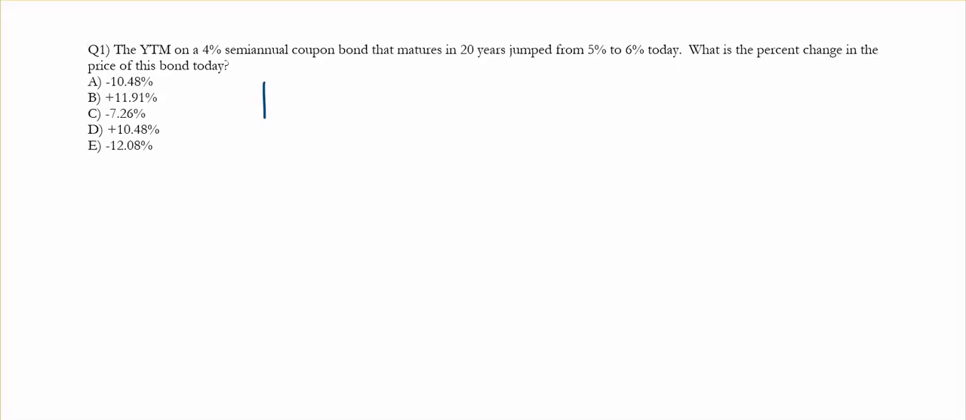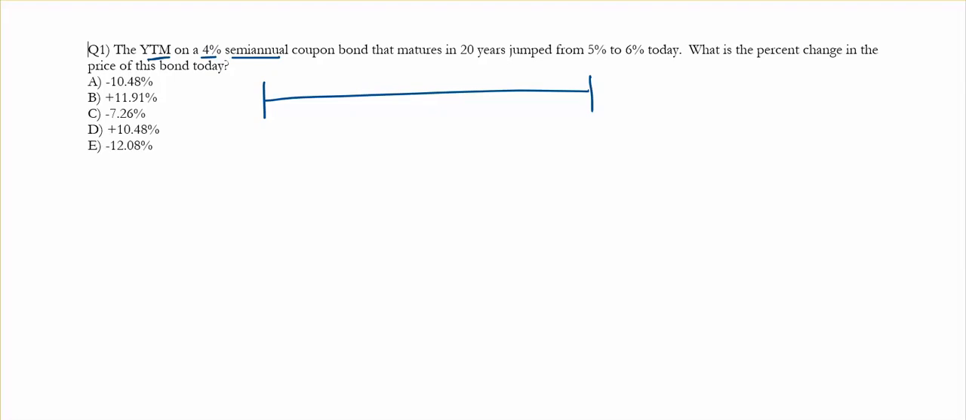The first step when you do a bond problem is to draw a timeline of the bond that we're working with. We see here that this is a 4% semi-annual coupon bond. The interest rate, which is the yield to maturity, will jump from 5 to 6% today. What is the percent change in the price of the bond today?